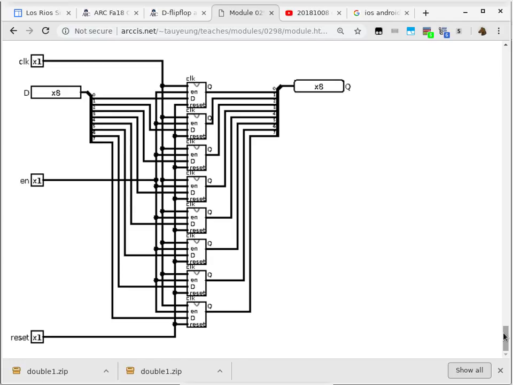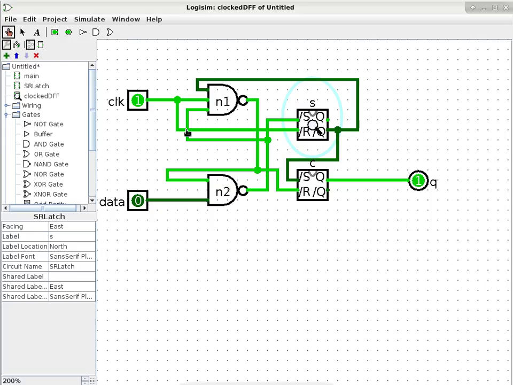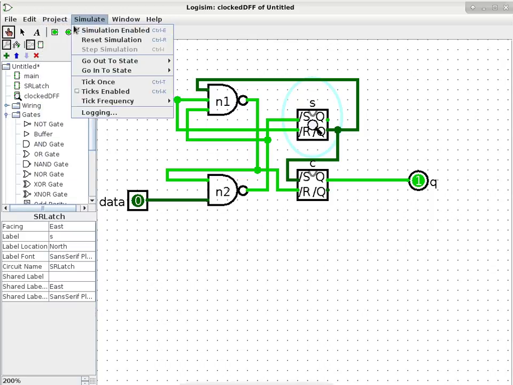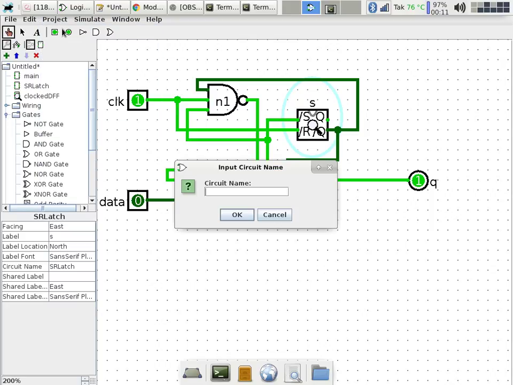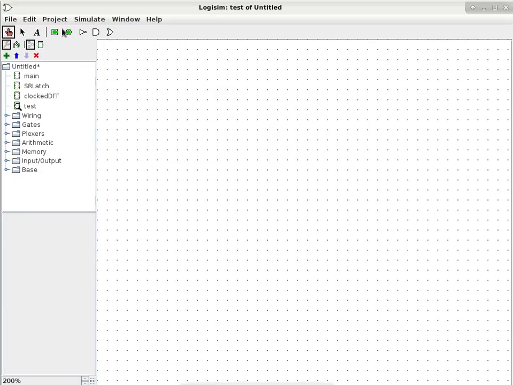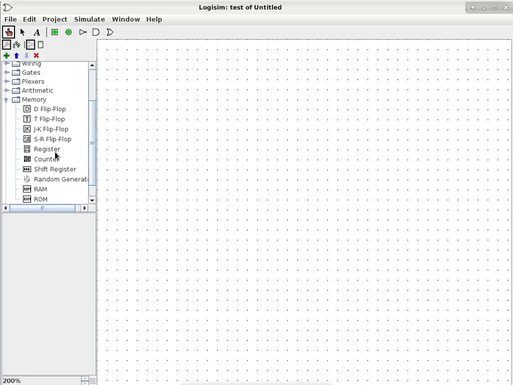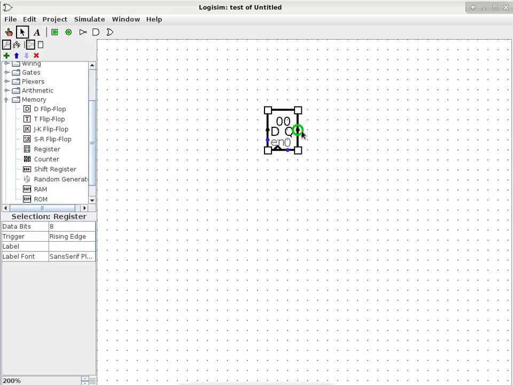So in Logisim, where do we get a register? If you go into Logisim, I'm going to start a new circuit here. Okay, we'll just call this one test. And we go to memory, and here's our register. So you pop a register in, and what do we recognize?